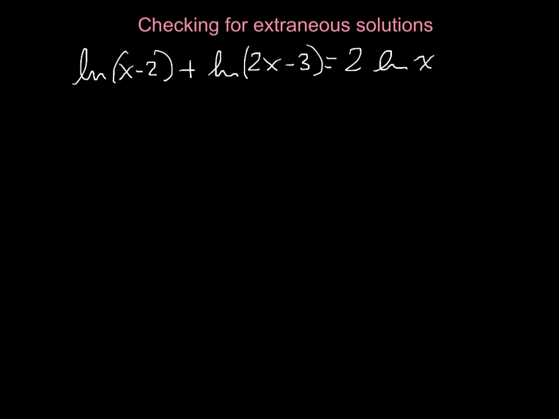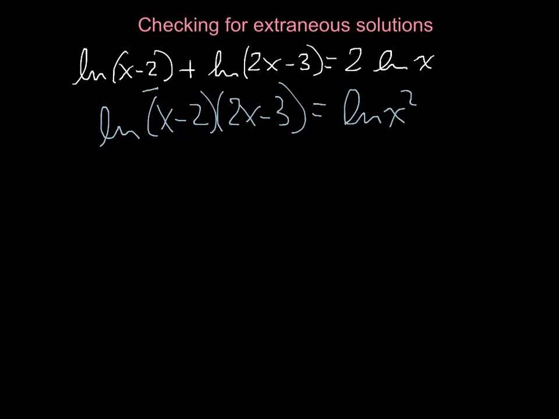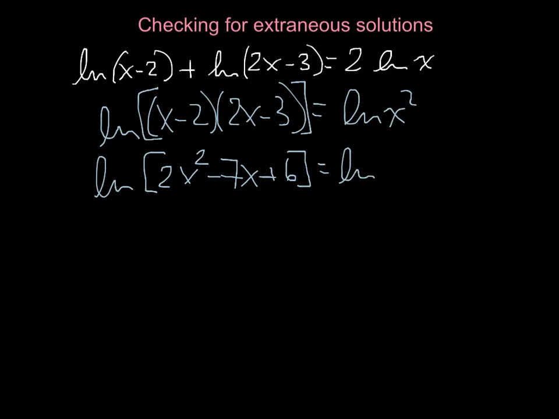Now, it's possible to have extraneous solutions, and when to even look for them will hopefully become obvious from this example. The first thing I'm going to do is simplify and combine the logs. Using the properties of logarithms, I can make this the natural log of (x minus 2)(2x minus 3), and on the right-hand side, the natural log of x squared. Let's put brackets around that so it's clear that all of it is inside the natural log. After I multiply that out, I get the natural log of (2x squared minus 7x plus 6) equals the natural log of x squared.